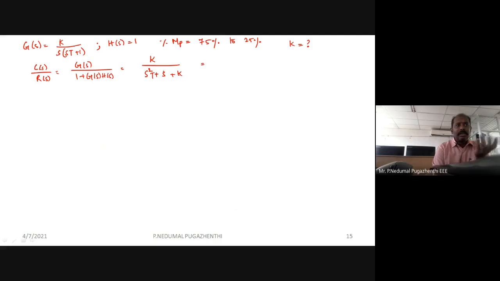Now you can take this T outside, so that you can have the equation equivalent to the general form. So I take my T outside, and I will get K divided by T into S squared plus 1 by T S plus K by T, or I can write it as K by T divided by S squared plus 1 by T s plus K by T. So this is my closed loop transfer function for the given problem. Again, it's a second order system, and this is the closed loop transfer function for the second order system.